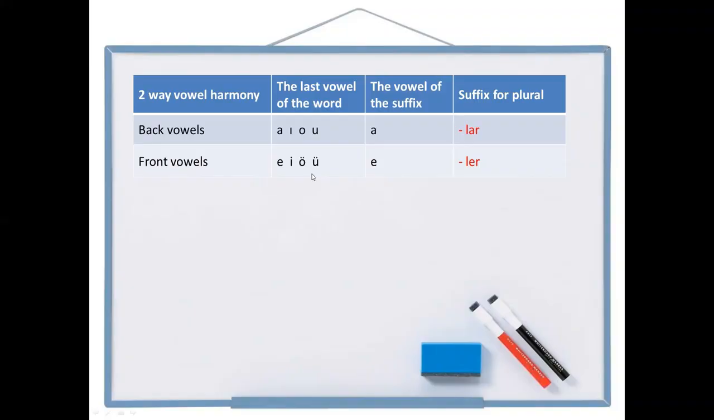Let's take some examples to understand this better. Apartman. Apartment. I want to make this word plural. I want to write apartments. Am I going to write apartmanlar or apartmanler? To decide this, I need to take a look at the last vowel of the word. It's a. A is a back vowel. So if the last vowel is a back vowel, then the suffix is going to be lar because there is a in it.